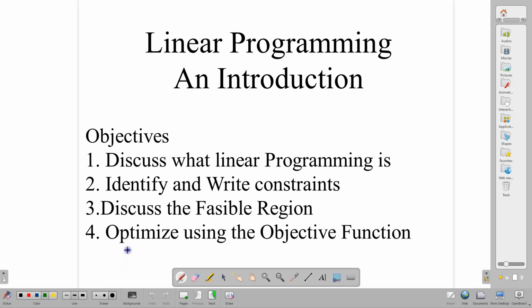For our objectives, we will discuss what linear programming is. We will identify and write constraints, discuss the feasible region, and optimize using the objective function. All of these are very, very important ideas that come up in this topic of linear programming. So, what exactly is linear programming?